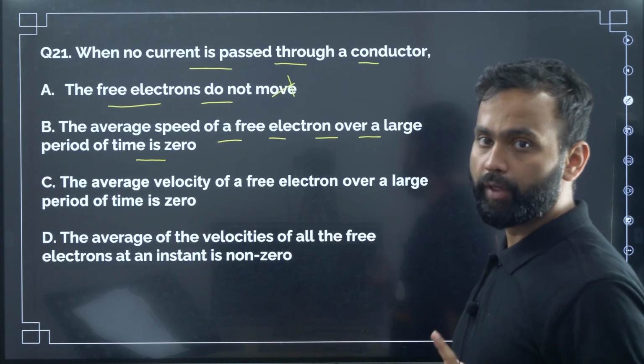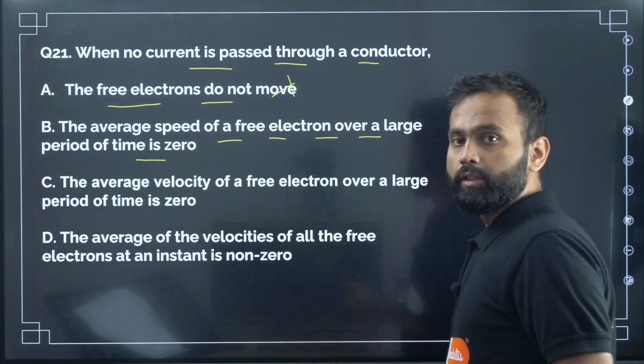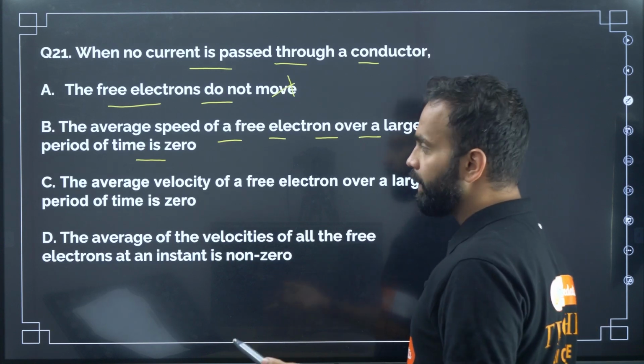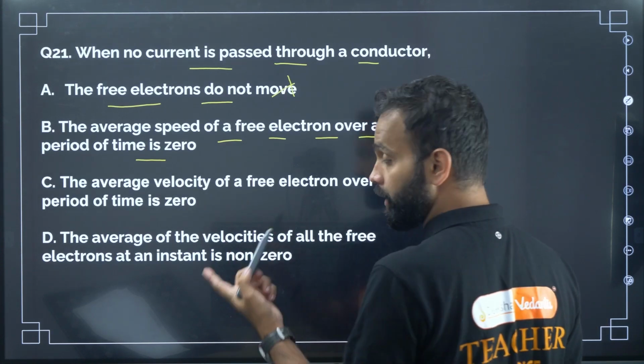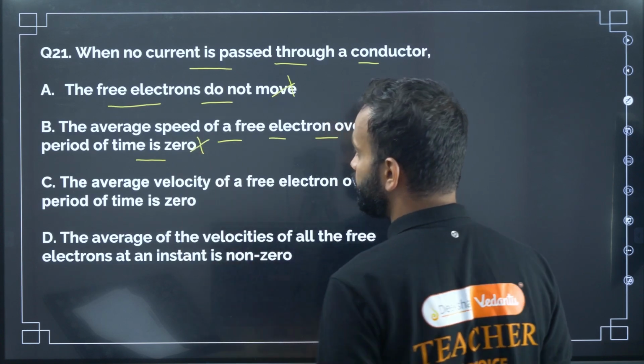Average velocity is 0. Velocity has direction. Speed does not have any direction, right? Speed is a scalar quantity, so you can directly add the magnitudes of the speeds. Sorry, velocity, right? So average speed is not 0. So option B is wrong.